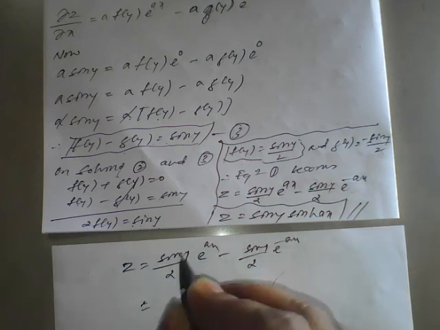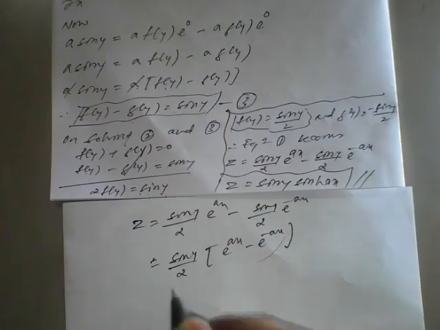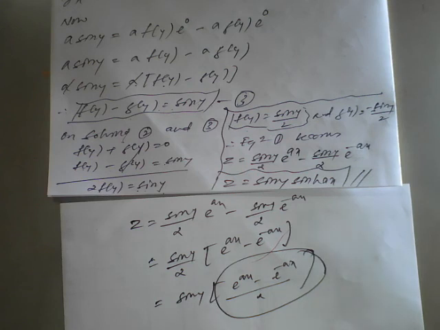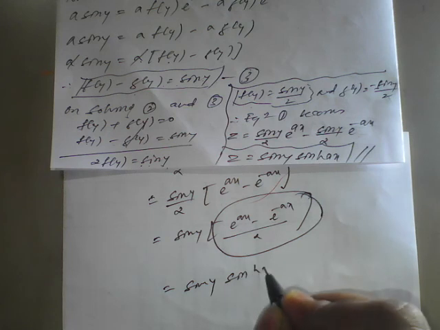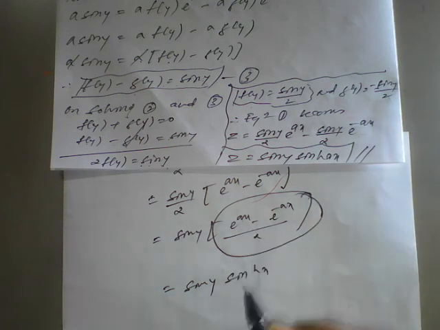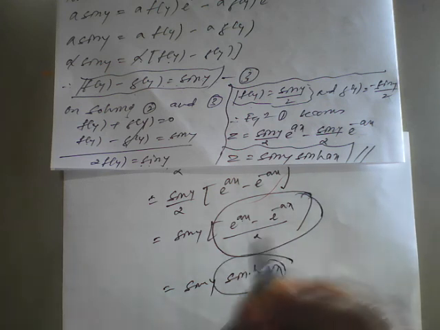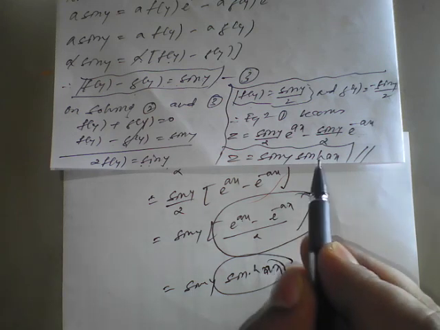So what is common here? Sin y upon 2 is common. So what is left inside? e raised to ax minus e raised to minus ax. Or I can say sin y as it is, and 2 you push to the denominator: e raised to ax minus e raised to minus ax upon 2. So this is nothing but the formula for sine hyperbolic of x. So I have written it as sin y times sine hyperbolic of ax. So this is nothing but the result, sine hyperbolic of x in terms of exponents, so that simplification I have written directly.